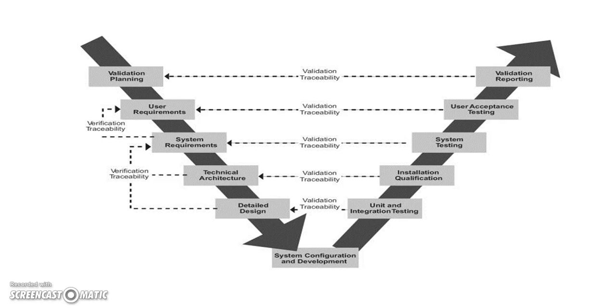So our detailed design tells us how we need to unit test. Our technical architecture tells us how we need to install test. Our system requirements tell us our system testing, and our user requirements tell us our user acceptance testing. And finally, our validation planning gives us our validation reporting. So this is a nice mirroring of each stage in design informing each stage in the testing.